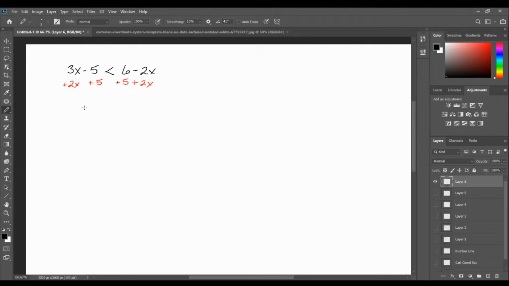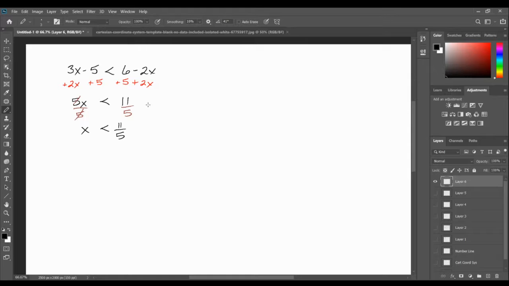So now I've got 3x plus 2x is 5x. Negative 5 plus 5 is 0. That's why I added the 5. Keep my less than symbol. 6 plus 5 is 11. Negative 2x plus 2x is 0, which I wanted. Now I can divide by 5. We already saw that'll work okay. 5 divided by 5 is 1. So I'm left with 1x is less than 11/5.